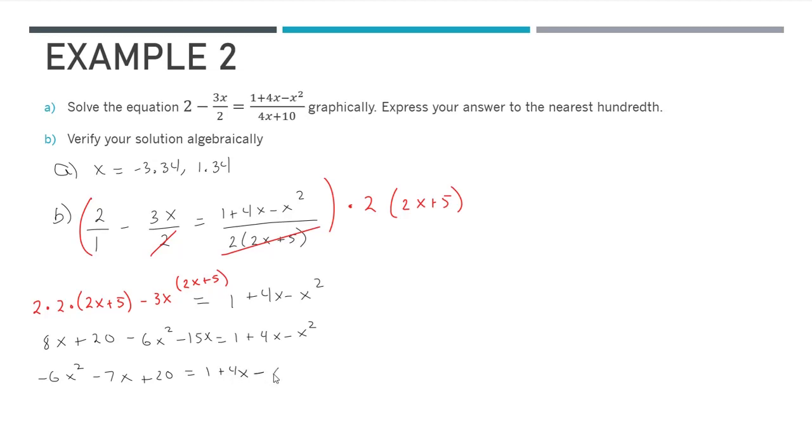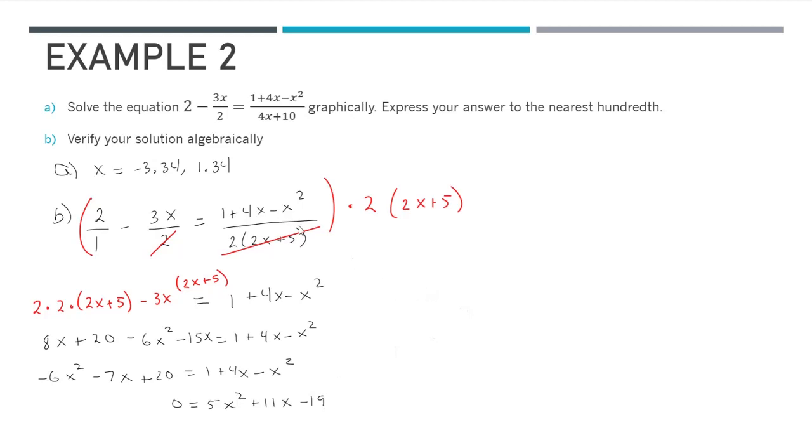Now we want to make one side equal to 0. I want my x squared to be positive, so I'm just going to add everything to the right side, or subtract this 20 as well, so that the left side is equal to 0. So adding 6x squared to both sides, I get 5x squared. And then if I add 7x, I get 11x. And then I'll subtract 20, and so I should get minus 19.